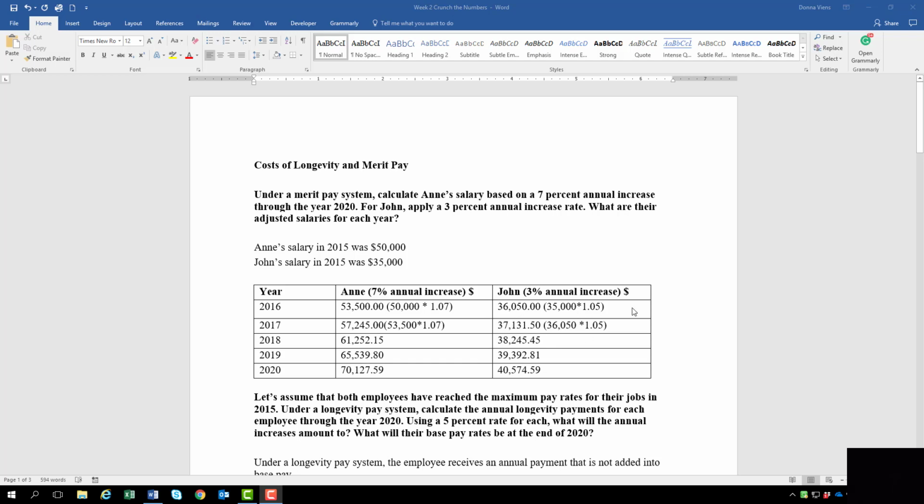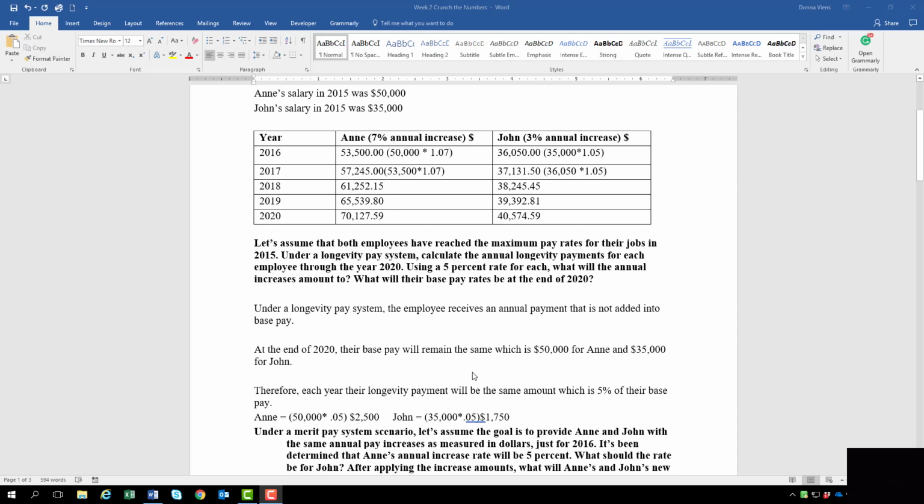I'm going to do the same for John, where I do 35,000 times 1.05, and I come up with his 36,050. Remember, the next step in this process is to take that 53,500, multiply it by 1.07, and continue to do this throughout the table. Once you have your table done, you're able to go down and take a look at the next question.